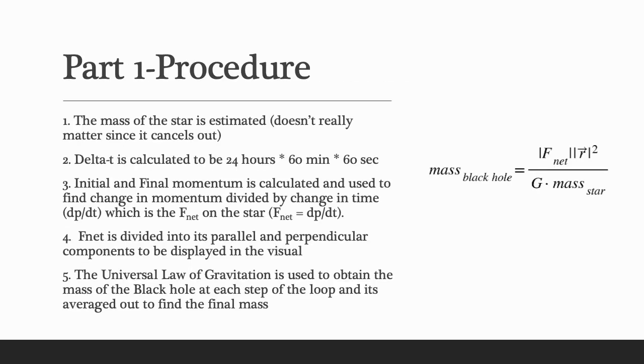Procedure of part 1. First, the mass of the star is estimated. It doesn't really matter since it cancels out in our calculation. Delta t is calculated to be 24 hours times 60 minutes times 60 seconds. The initial and final momentum is calculated and used to find change in momentum divided by the change in time, which is the F net on the star. F net is divided into its parallel and perpendicular components to be displayed in the simulation. Then the universal law of gravitation is used to obtain the mass of the black hole at each step of the while loop, and all of them are averaged to find the final mass.